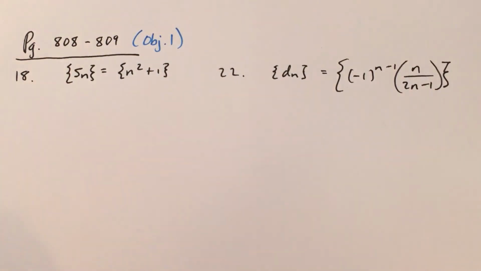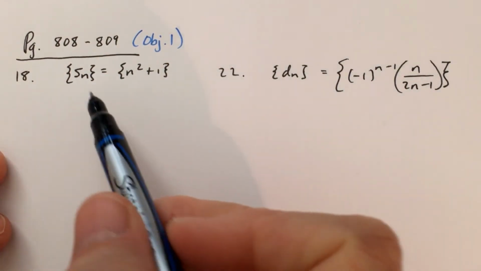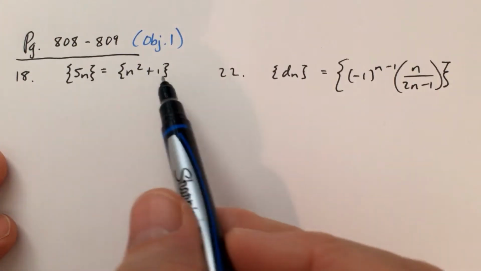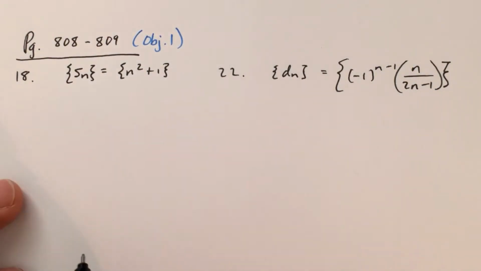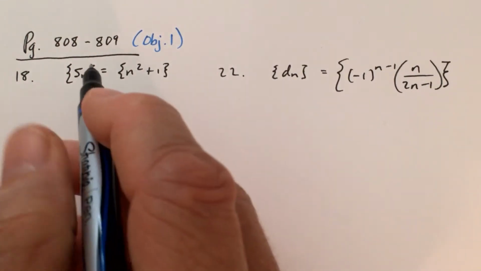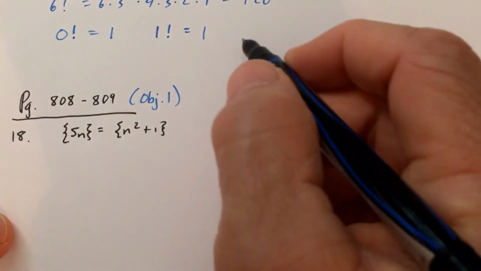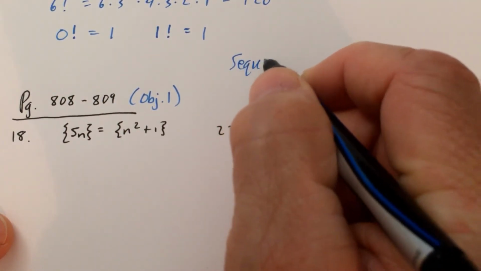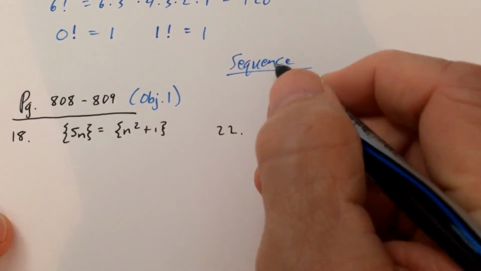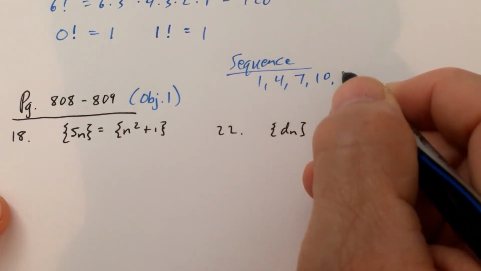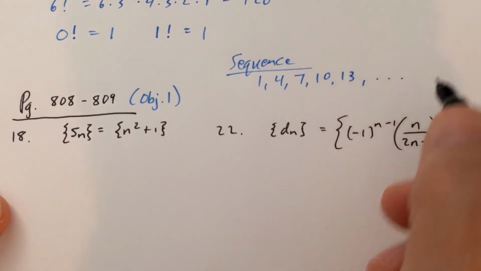We have this notation here that sometimes can be confusing at first and maybe a little bit overwhelming, but once you boil it down, it's really not that bad. A sequence is a list of numbers. We can just pick any list of numbers like 1, 4, 7, 10, and so forth.